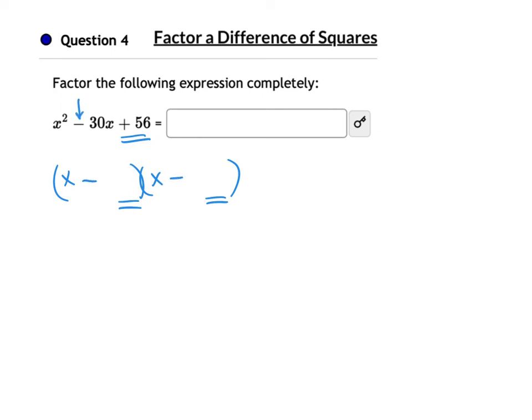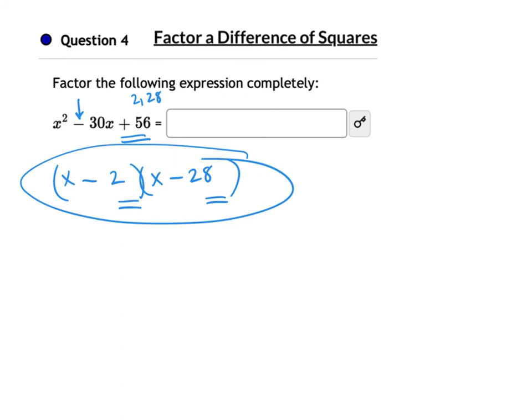Factors of 56, and they're both going to be negative. They're going to add to negative 30. Factors of 56 that add to 30. Looks like I think it's 2 and 28. 2 times 28 is 56. Doesn't matter where you put them. It's the same answer either way. Use the factor table if you have trouble finding factors of 56.